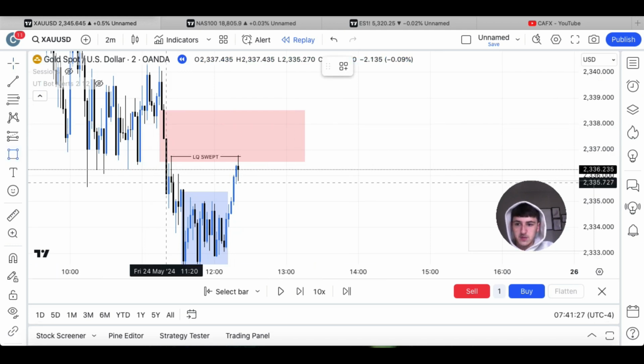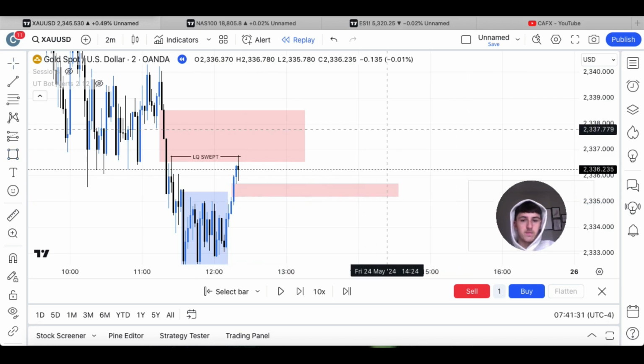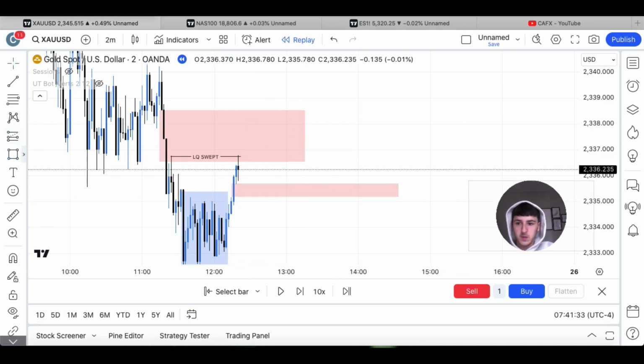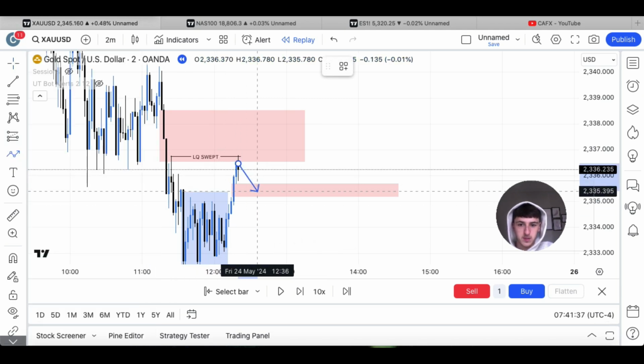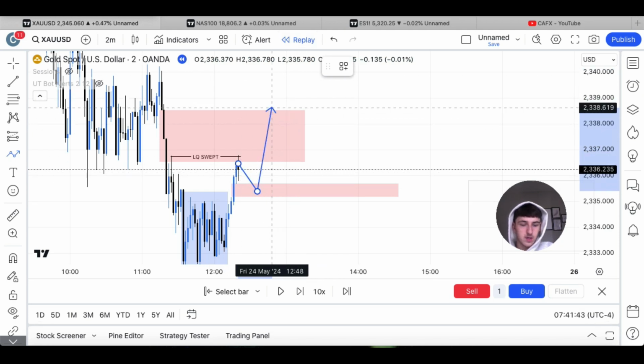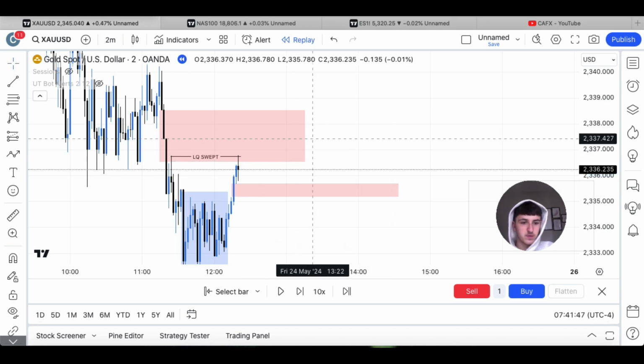So my entry model is based on a fair value gap. Okay, now what you're normally going to think here, and most 90% of people are going to be looking for long positions. So 90% of people are going to be looking for a buy. Okay, bounce off this fair value gap and look for a long. That's where you're going wrong. Okay, that's where this strategy is different from the others.